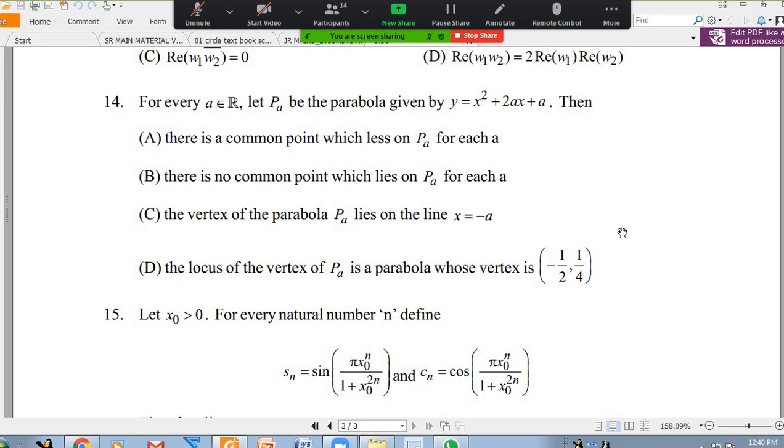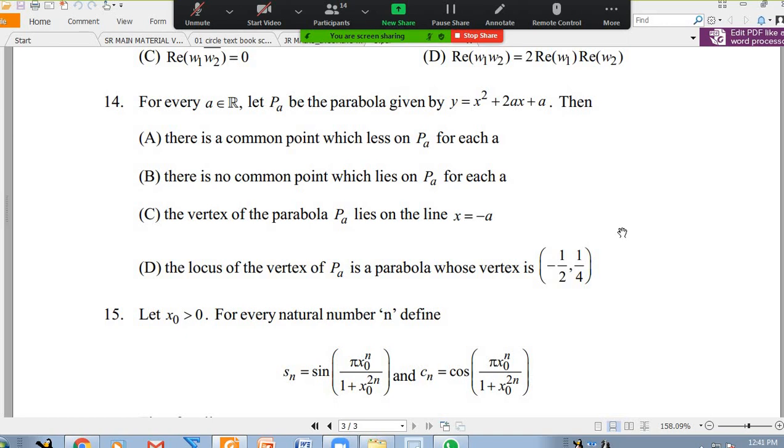For every a belongs to R, let Pa be the parabola given by y equal to x square plus 2ax plus c. There is a common point which lies on Pa for each a. There is no common point which lies on Pa for each a. The vertex of Pa lies on x equal to minus a. The locus of the vertex of Pa is a parabola.